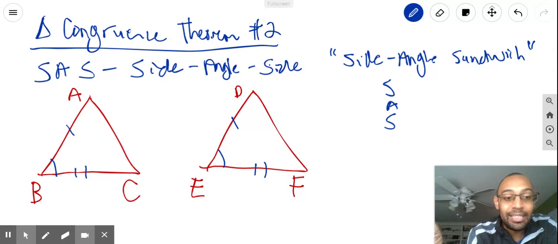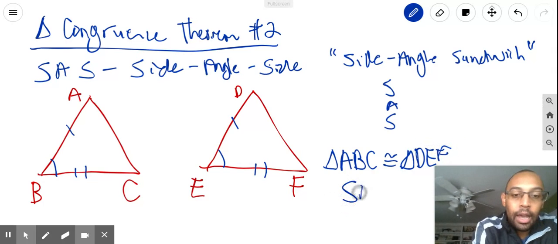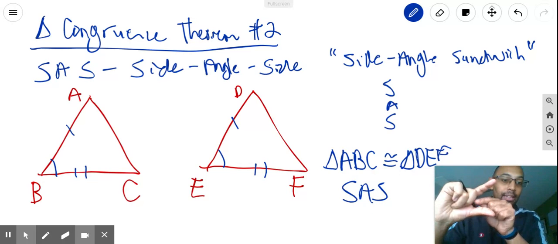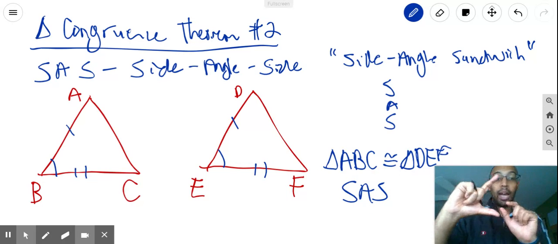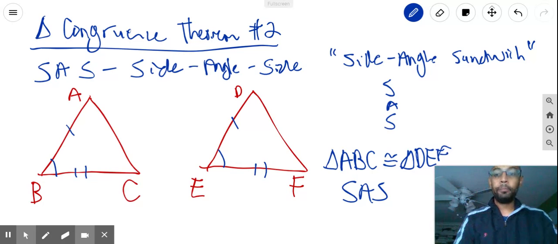So if I'm given this information, I'm given these three things: AB is congruent to DE, BC is congruent to EF, and angle B is congruent to angle E, then I know I can write the following congruence statement. Triangle ABC is congruent to triangle DEF, and that is by side angle side. Again, you have two sides, and in between those two sides is an angle. So the sides are like the bread and the angle is the meat. So it's a side sandwich, okay?